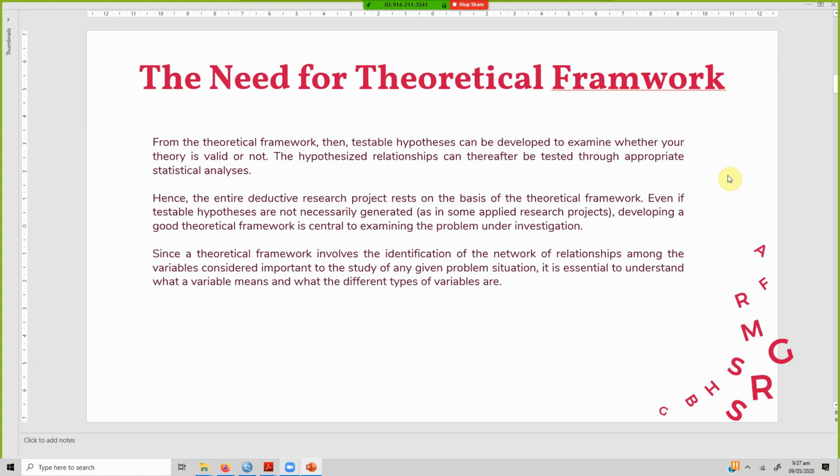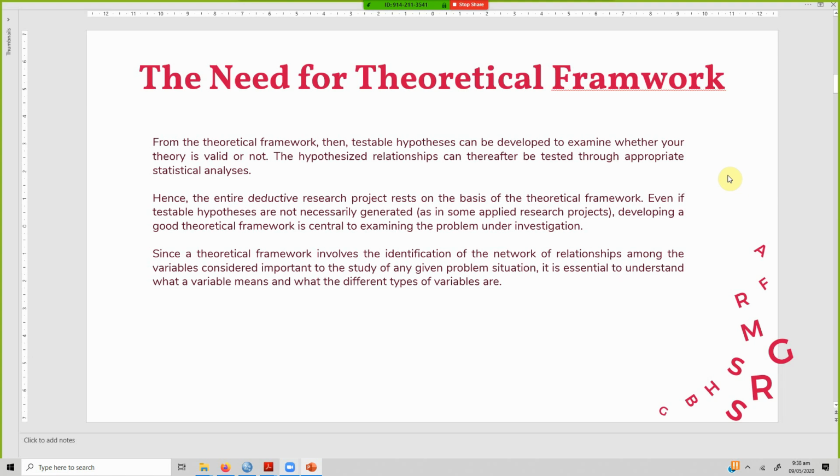From the theoretical framework, testable hypotheses can then be developed. Once you know that these are the variables in the study, this is how they are defined, this is how they could be related, and this is the reason that you think that they are related, the next step is to provide testable hypotheses. The educated guess as to how one variable might be related to the other variable. And these hypothesized relationships can thereafter be tested through statistical analysis.